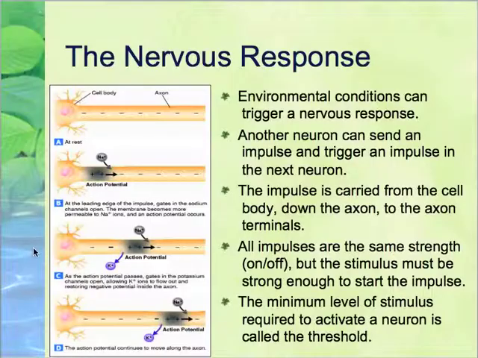So the question then is, why do we feel some things but not others? Well, that's called threshold. We have to provide enough stimulus to activate the neuron in the first place. So there are some times where we could put pressure on our hand and feel nothing, but as the pressure increases, the second that we reach threshold, that's when the neuron will start the impulse that we will actually feel.